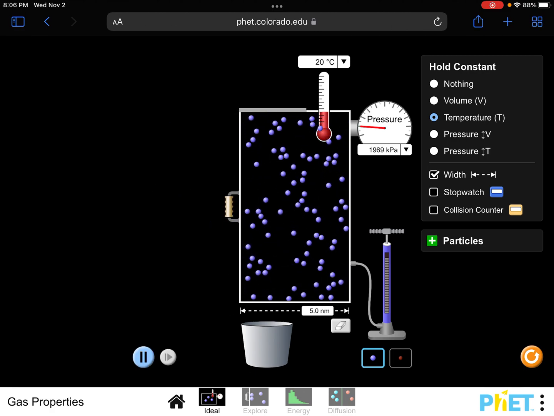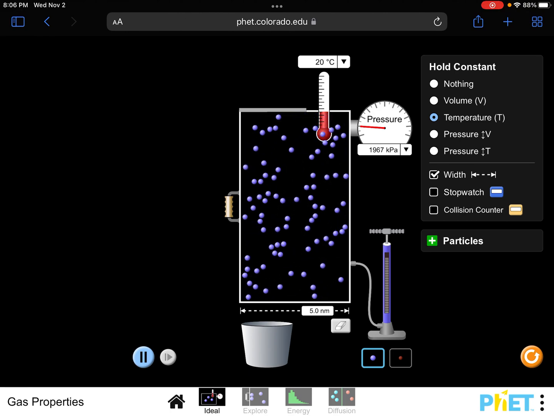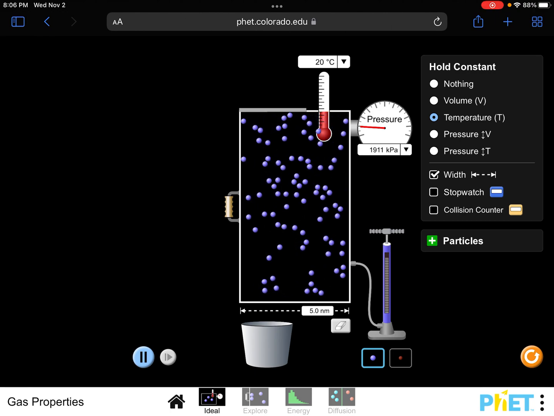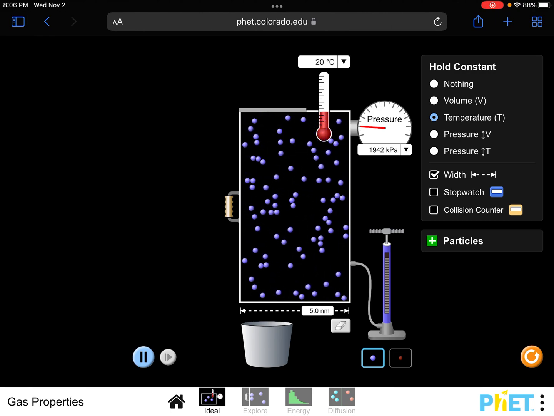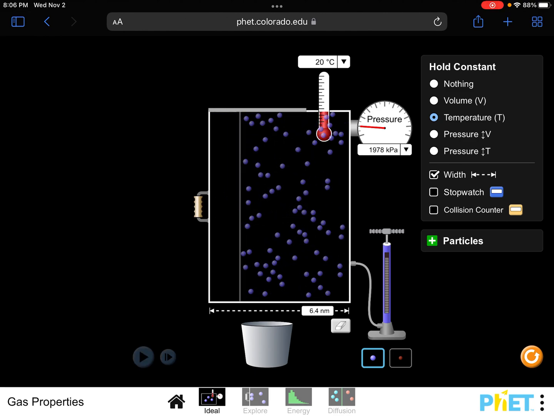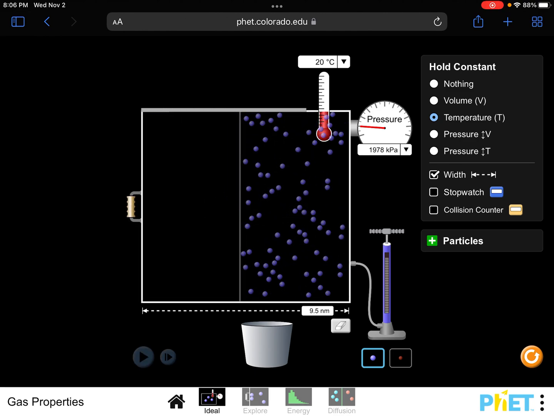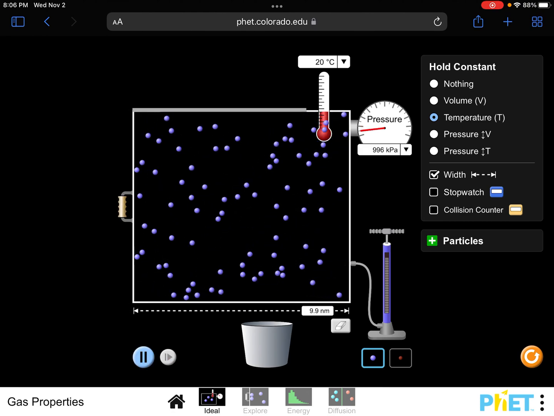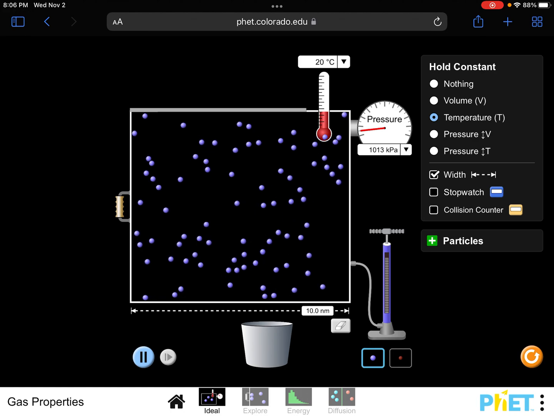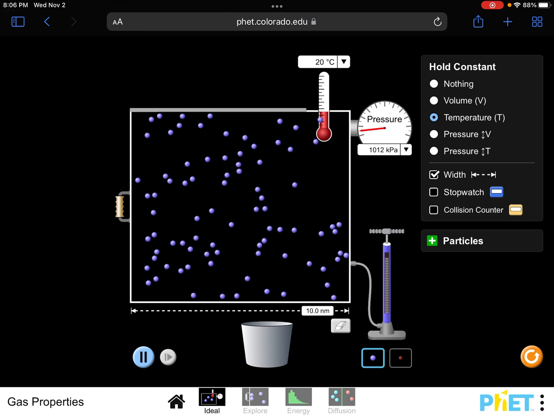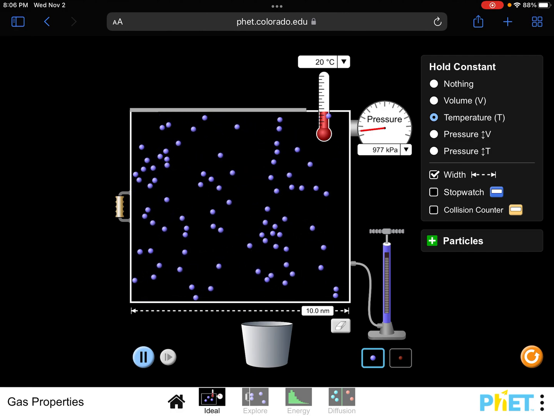Notice what happened to the pressure. We were at about 1,000 kilopascals. Now we're at about 2,000 kilopascals. So I cut my volume in half and my pressure doubled. So I can go back out to 10. And I get back down to just under 1,000 kilopascals.